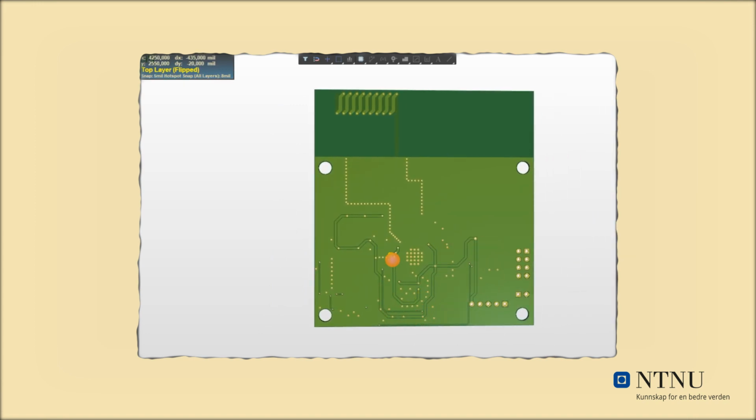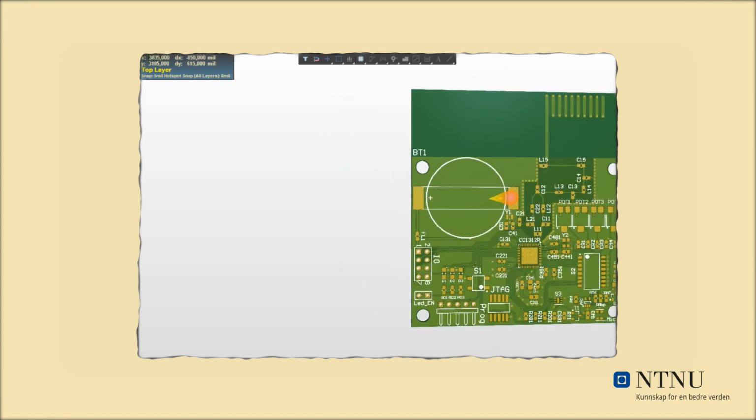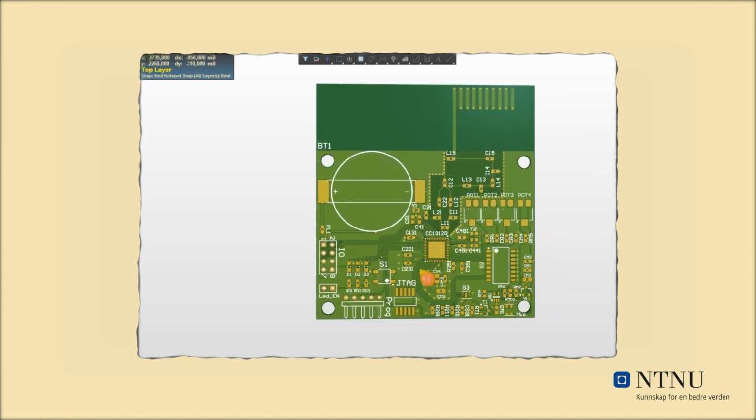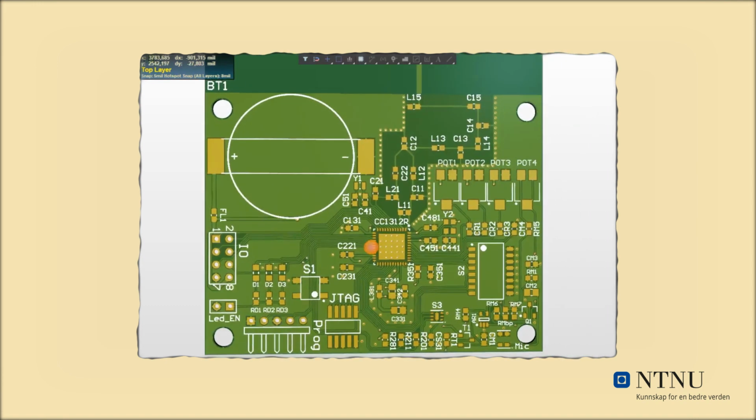Power routing was mostly done on the back side. The RF power line and the VCC power line are visible here. We have two big ground planes and most of the signal routing is done on the top side, as you can see here. The specifications are as follows.